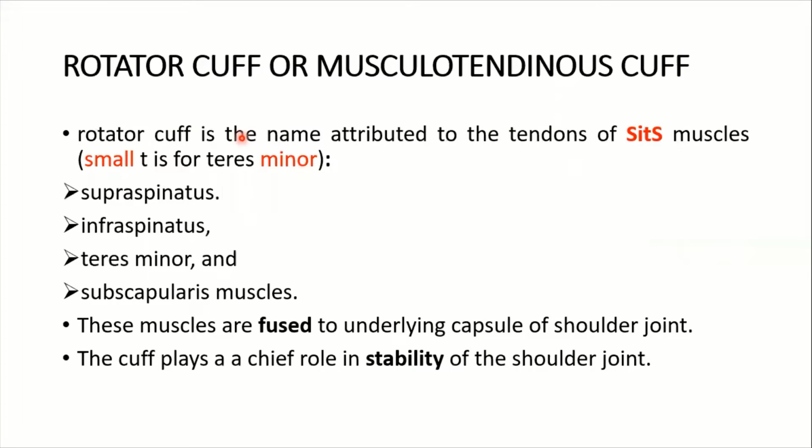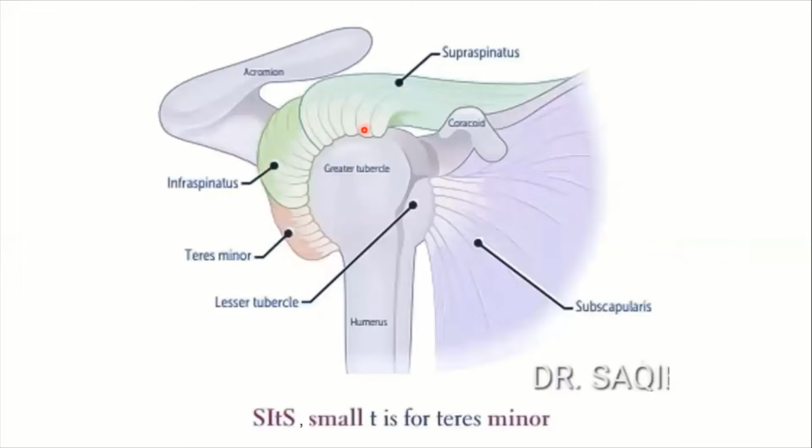So let's talk about the rotator cuff or the musculotendinous cuff. The rotator cuff is the name attributed to the tendons of the SITS muscles, where the small t is for teres minor. S is for supraspinatus, which you could see lies superiorly to the shoulder joint. This is the infraspinatus muscle, and this is the teres minor muscle. And anteriorly lying is the subscapularis, attached to the lesser tubercle.